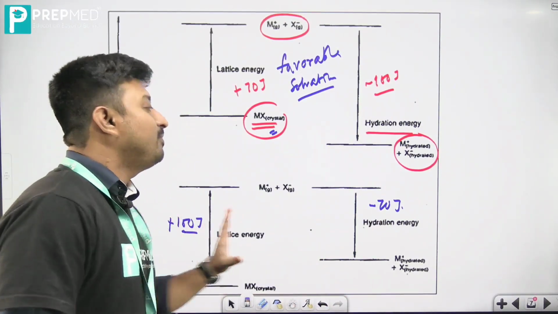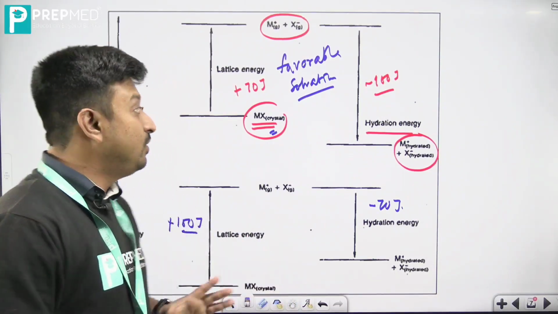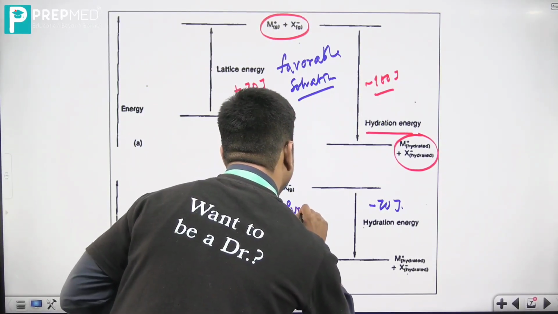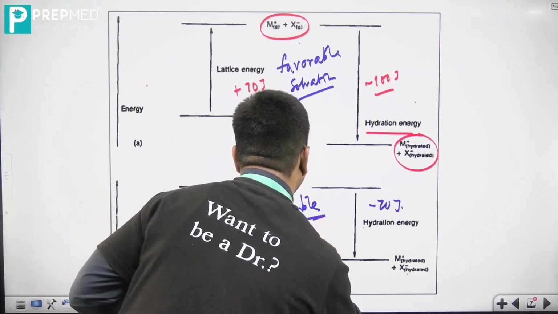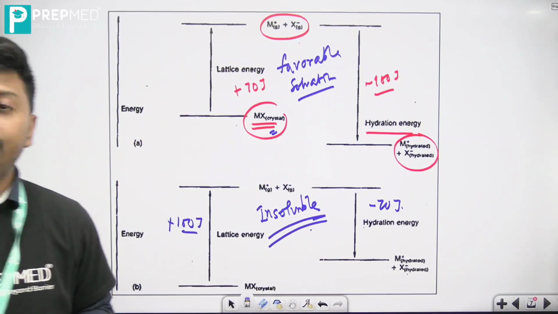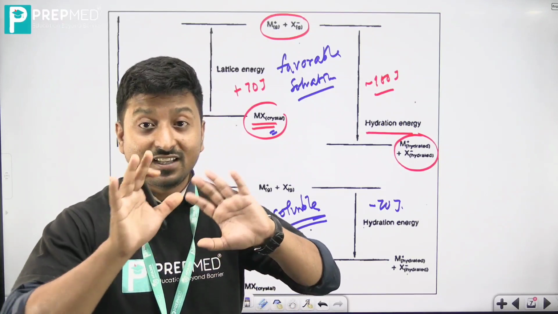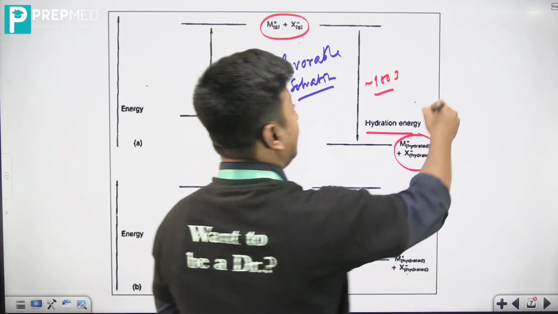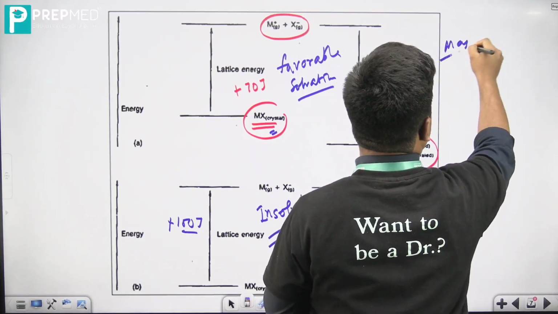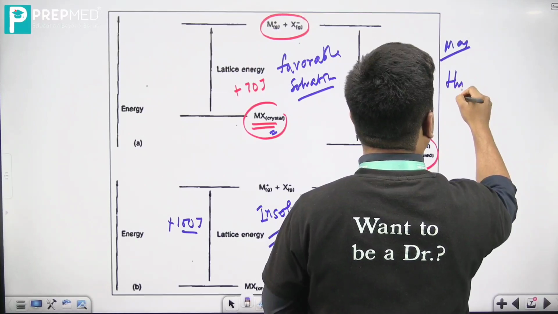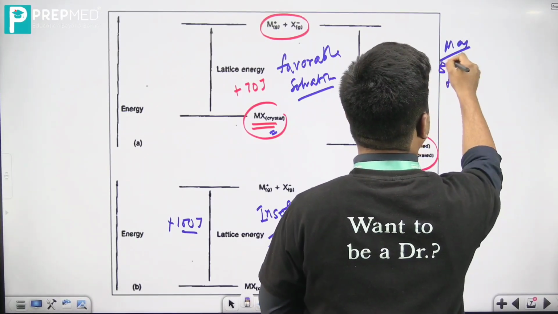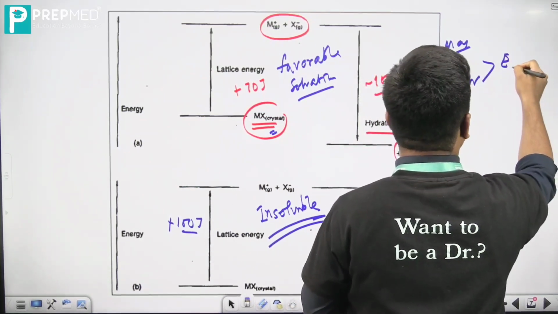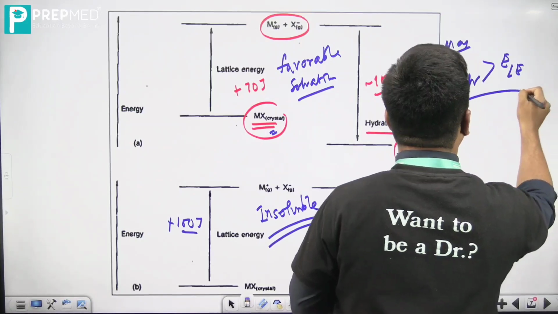So normally, if we don't apply heat, this will be insoluble. Normally it will be insoluble, so there will be no solvation, right? So what is the criterion? I am writing in terms of magnitude: your hydration energy should be greater than your lattice energy. This is the solvation criterion.